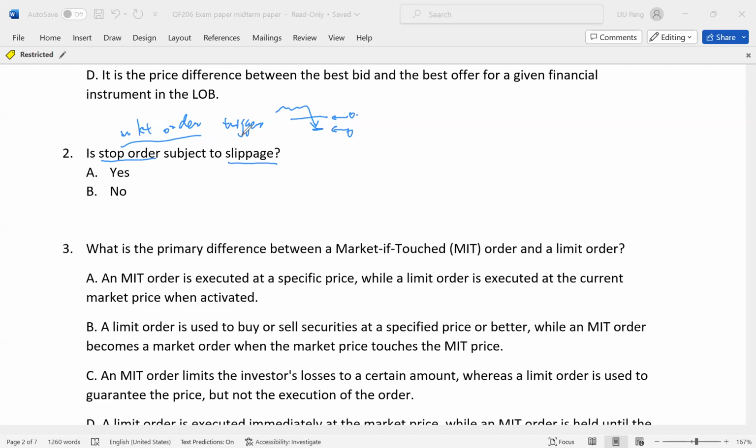So every moment the price may change, and the final transaction price may probably be different from the price we would like it to be, right? So the answer is yes. It is subject to slippage.